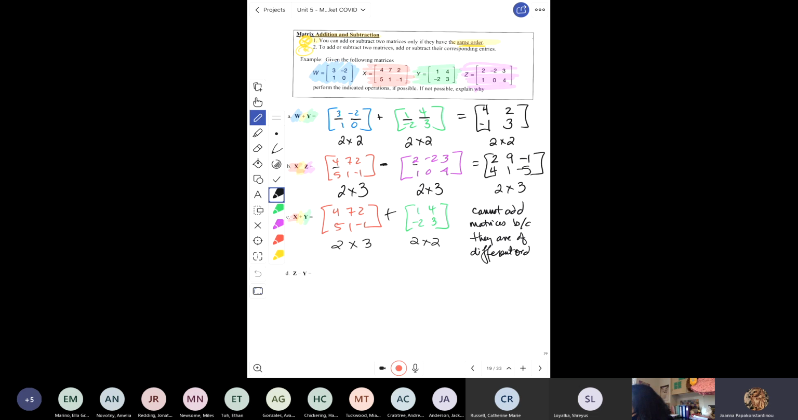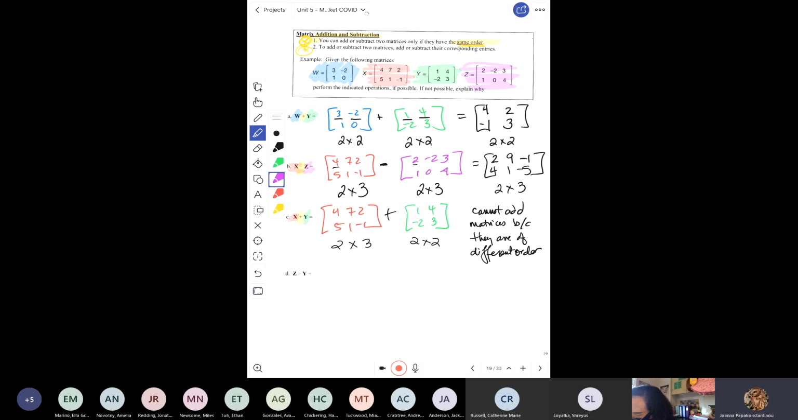Do you have to state that exactly like that? No, cannot perform addition because the matrices have different orders, something along those lines. But you'd have to explain to me why that operation is not defined. Okay, let's look at the next one.